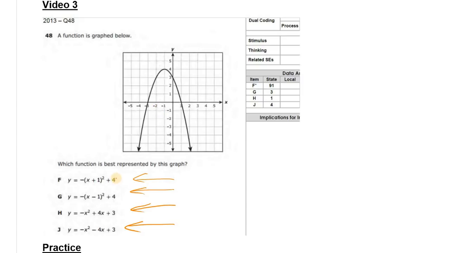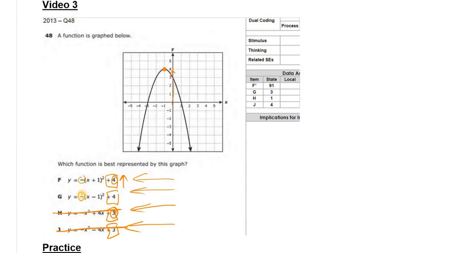If you do know vertex form of the quadratic function, however, it's also easy to check these answers. What does the number at the end tell us to do? Well, it tells us to either shift up or down. These are all positive, so is it shifted up 4 or up 3? Looking at the vertex, it was shifted up all the way to 4, so it can't be H and it can't be J. That leaves us with these two.